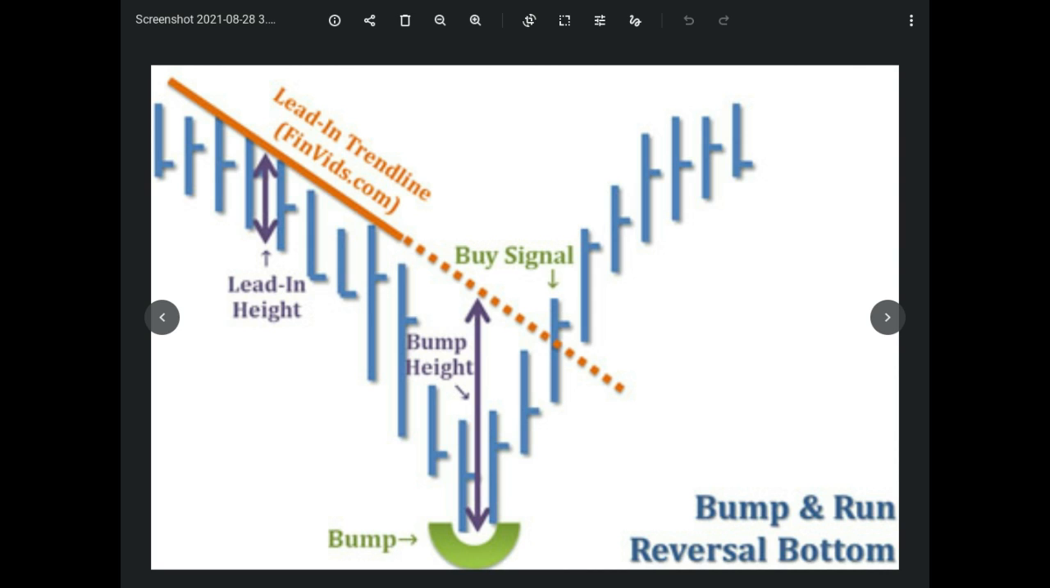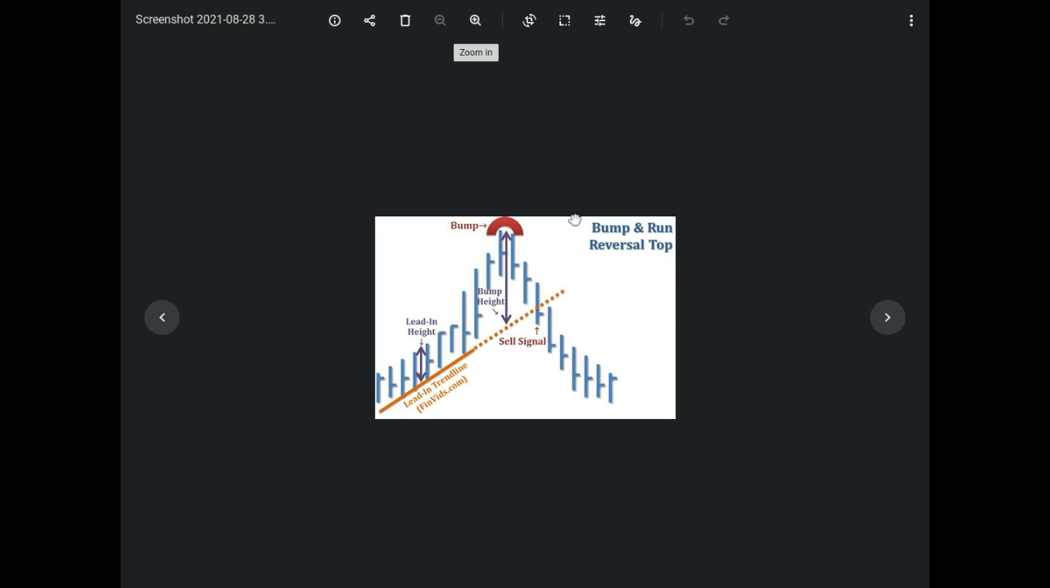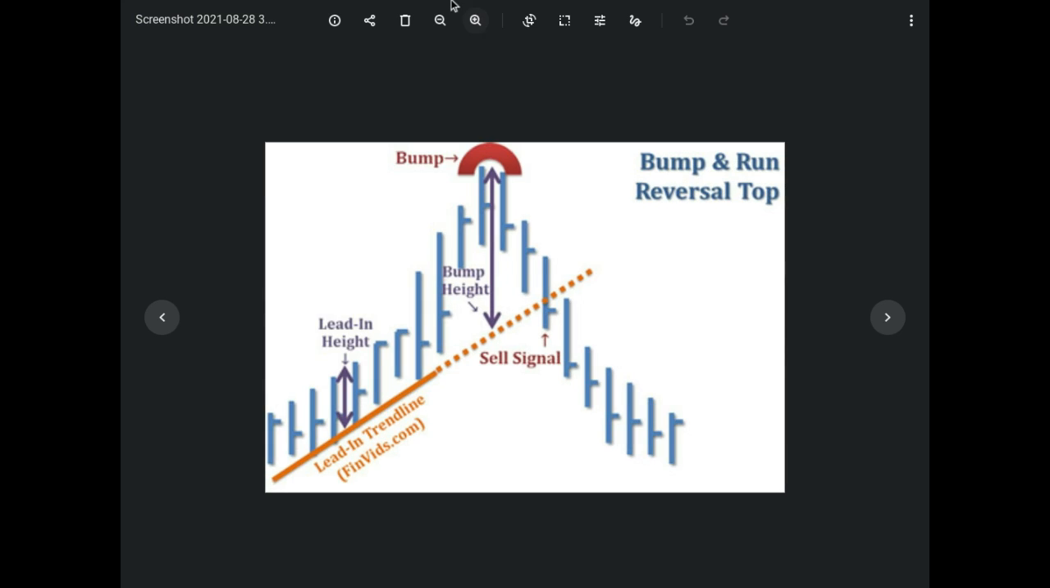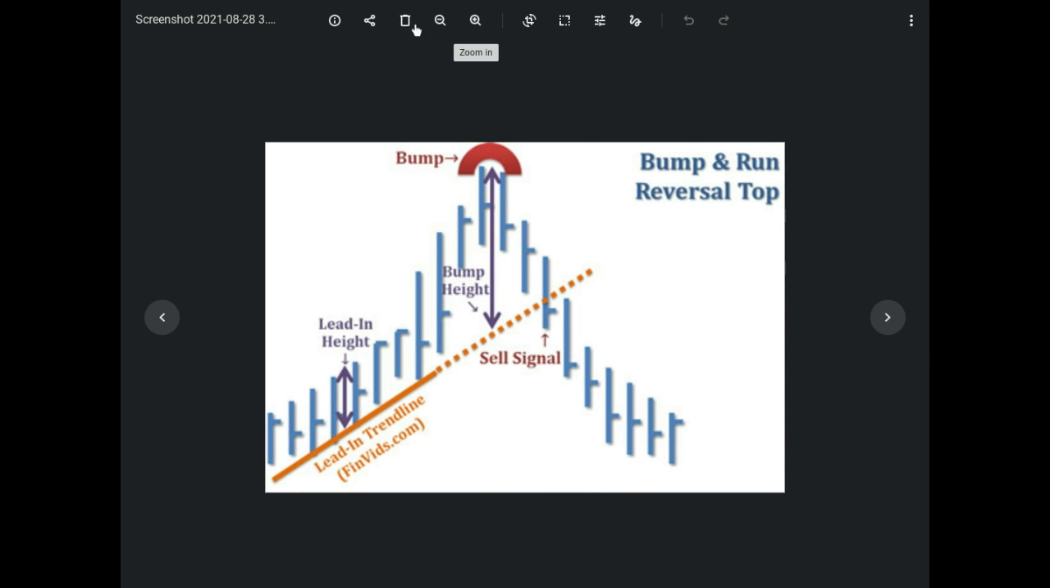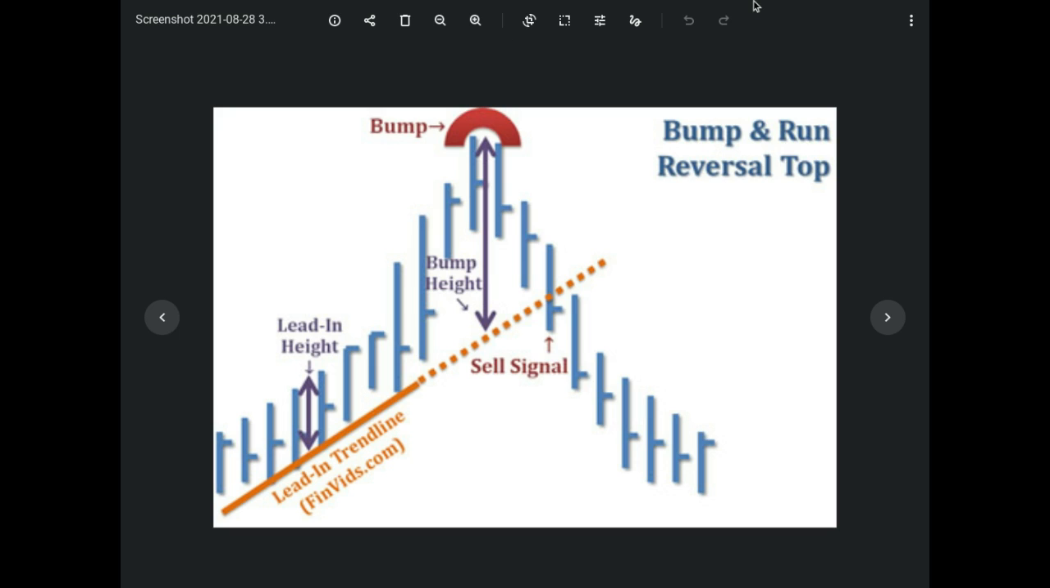And so the next pattern is going to be the top. So let's zoom in on the top. Stop sharing that one. And we're now going to share the top. Boom. Okay. And so we're looking at, again, a bump and run reversal, but instead of it being the bump and run reversal bottom, it's the bump and run reversal top.